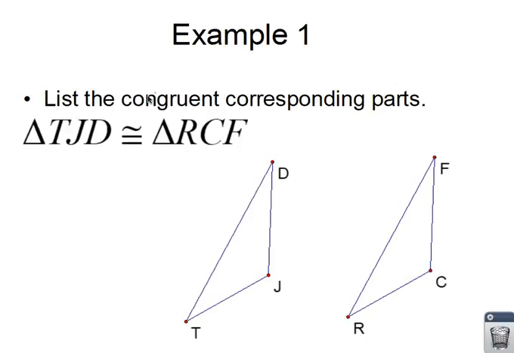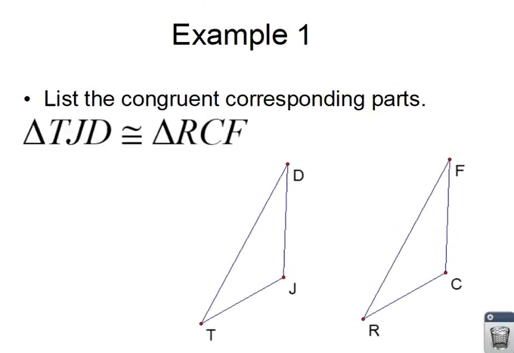Alright, so like example 1, they tell us that triangle TJD is congruent to triangle RCF. So these two triangles are congruent. Okay? So we're going to list the corresponding parts. Angle T is congruent to angle R. Angle J is congruent to angle C. And angle D is congruent to angle F. Those would be all the angles that match up.